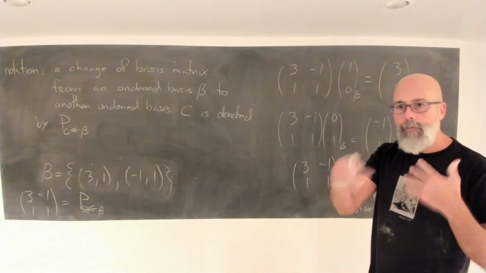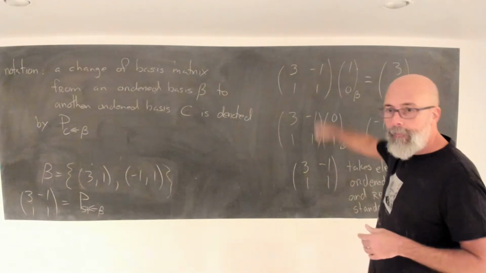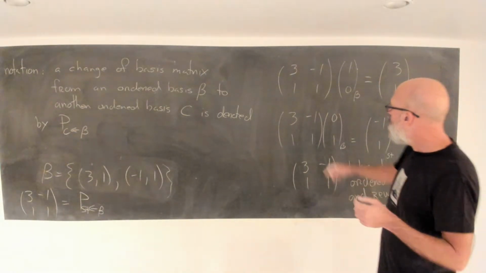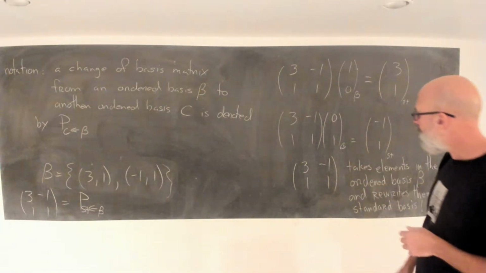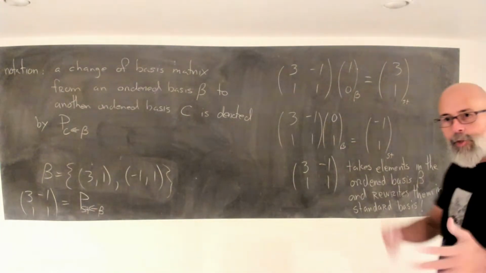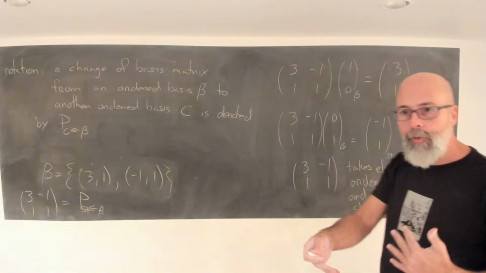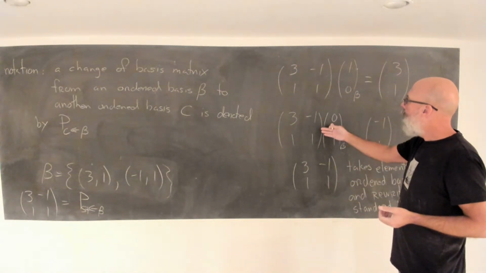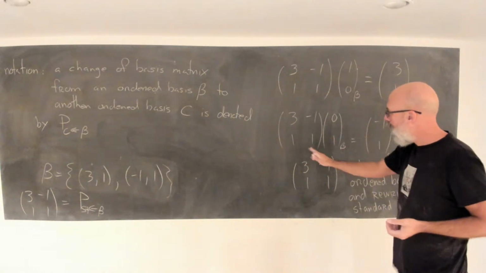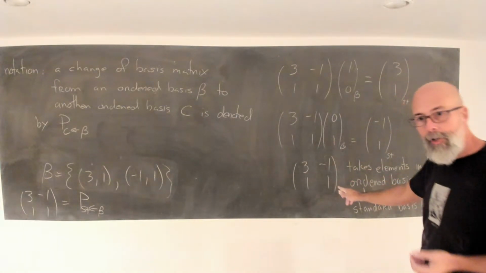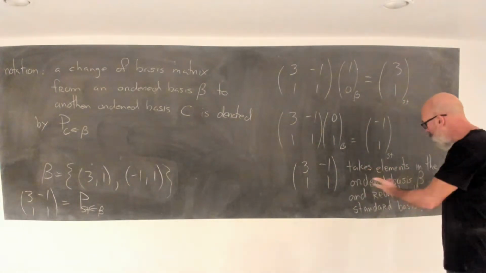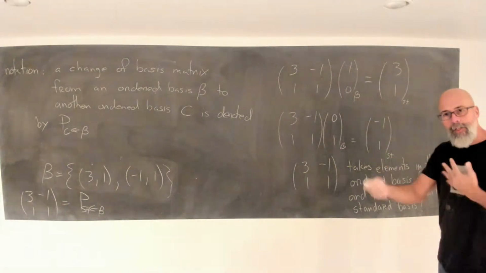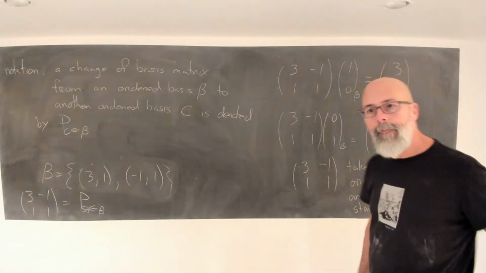So MJ was viewing it as an actual linear transformation. That's fine. But let's view it as multiplication by a matrix, namely this matrix. And now it's easy to understand that it takes elements in the ordered basis B and spits them out in the standard.